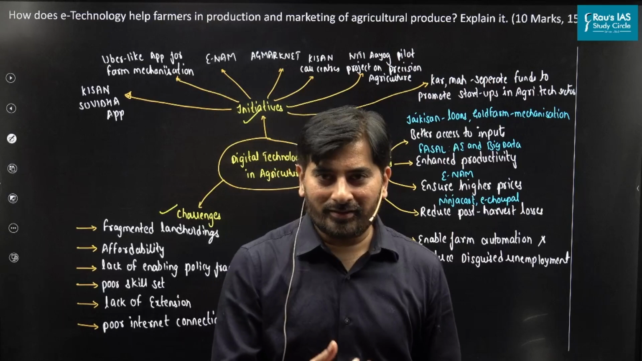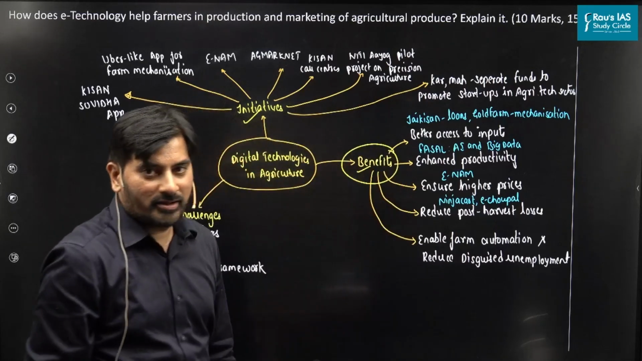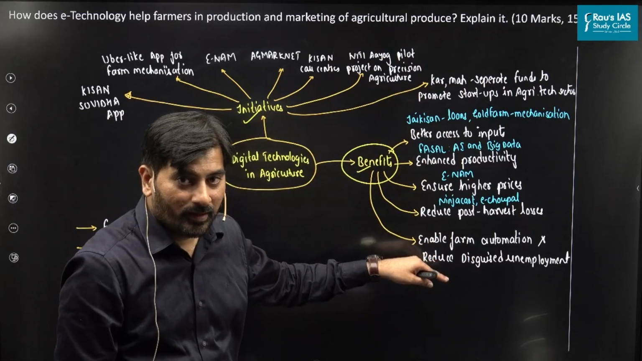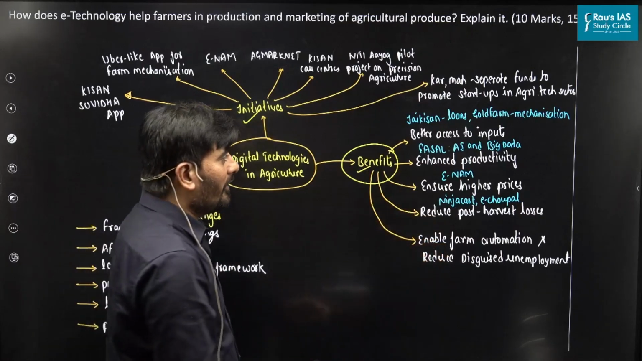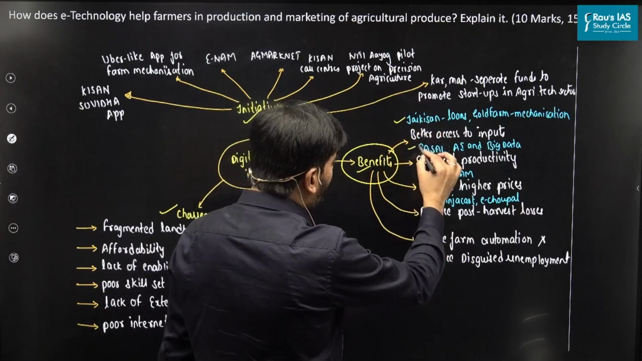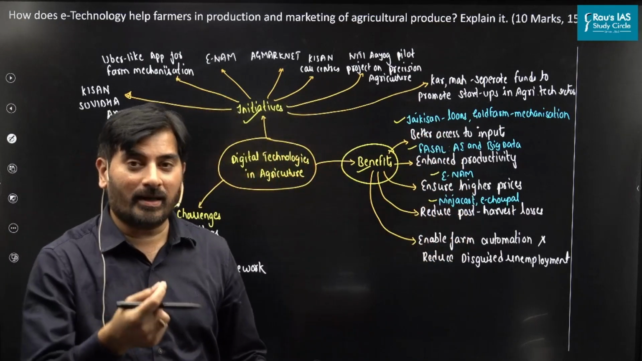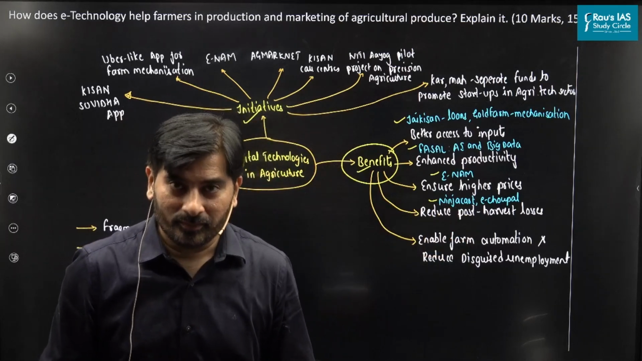So this year, means a direct question about benefits of digital technologies in agriculture. Directly, you could have incorporated all these points. And as you can see, in order to enrich your answer, we had also incorporated certain specific case studies, certain specific examples. This is how you add value to your answer.